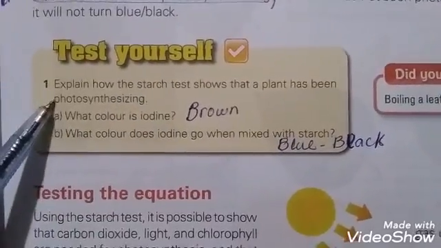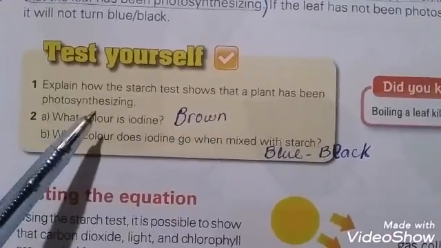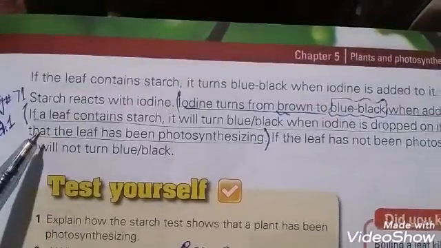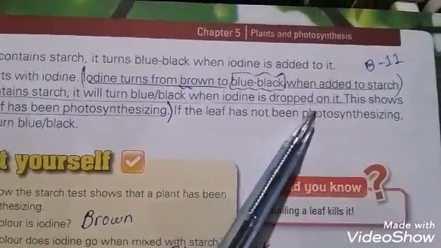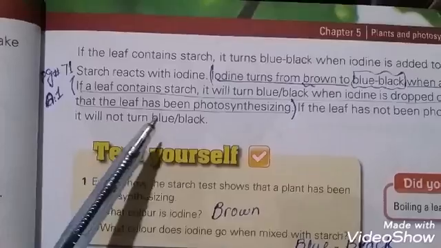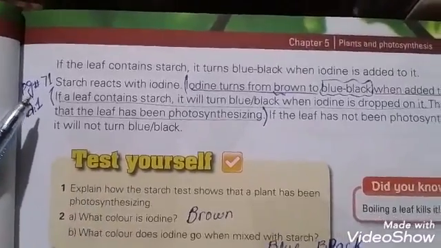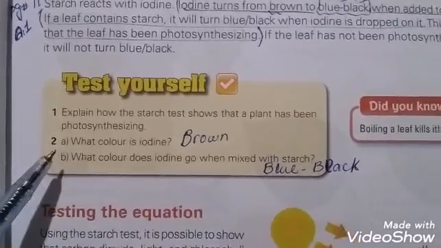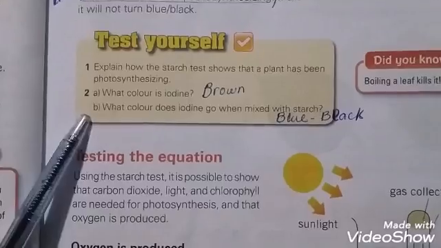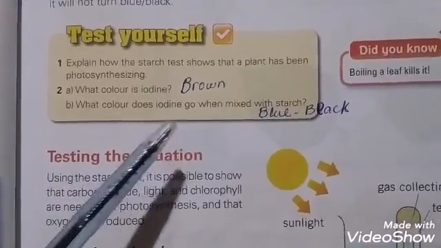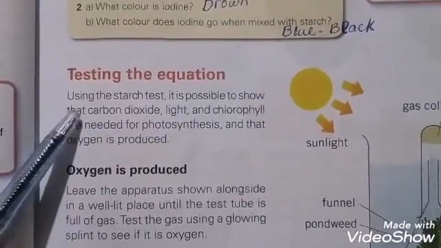Now test yourself questions. First question, explain how the starch test shows the plant has been photosynthesizing. If a leaf contains starch, it will turn blackish blue when iodine is dropped on it. This shows that the leaf has been photosynthesizing. This is question number 1 and the answer of page number 71. Question number 2, what color is iodine? Brown. Question number 2, B part, what color does the iodine go when mixed with starch? Blue black.